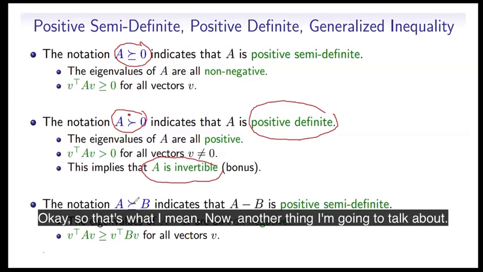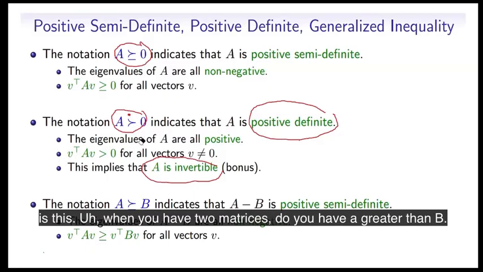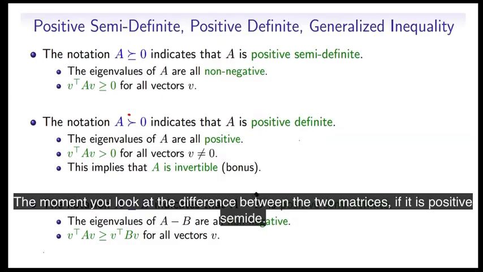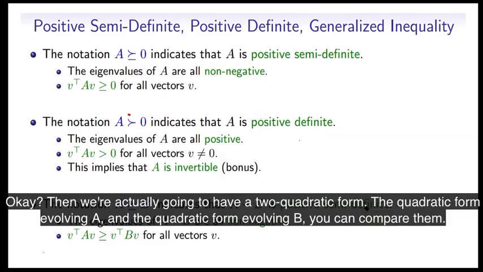Now, another thing I'm going to talk about is this. When you have two matrices, you have A greater than B. The moment you look at the difference between the two matrices, if it is positive semi-definite, then we're going to have two quadratic forms, the quadratic form involving A and the quadratic form involving B. You can compare them, okay?